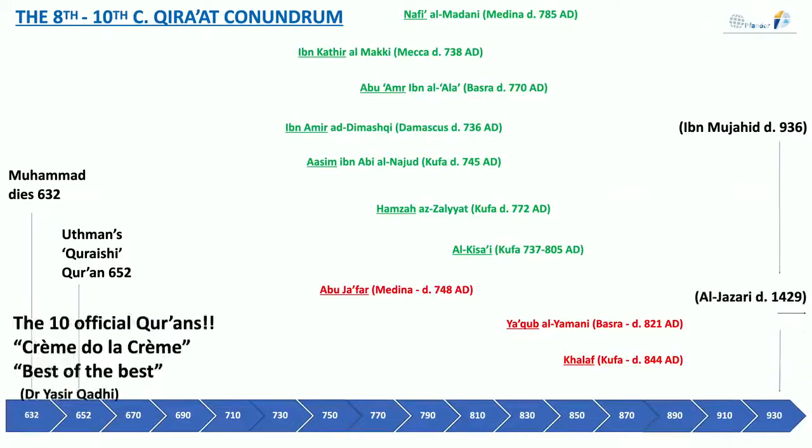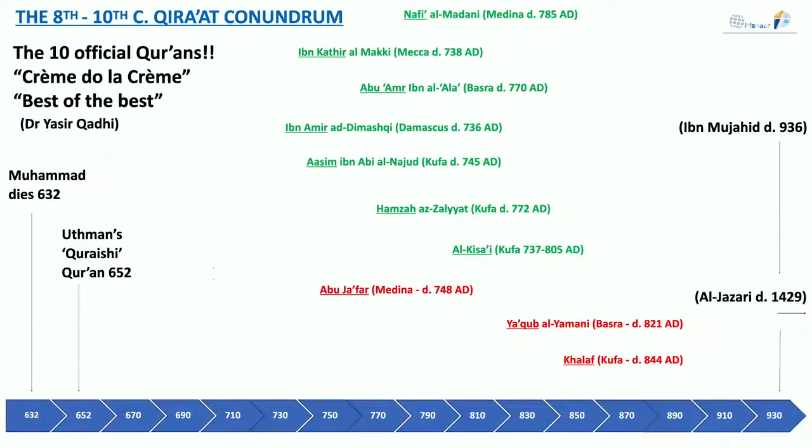This guy chose them. Al-Jazari. 1429. I can't even get him on the map. I have to put an arrow saying where he is. He can't even get on the timeline. He's so far to the right. So here's what it means.